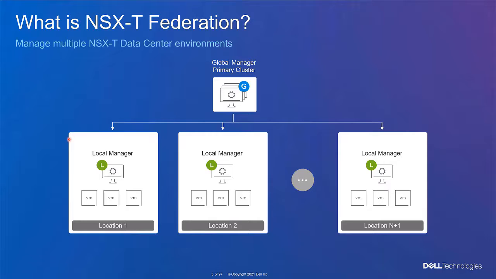And when we onboard these local managers, each one of them is going to have a local manager. And Cory's going to show us this in the demo, right? So the G is the global manager, the L is the local manager, and all of that is going to be visible from a single pane of glass in our global manager when we log in and do the demo.